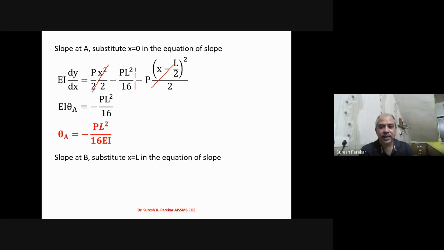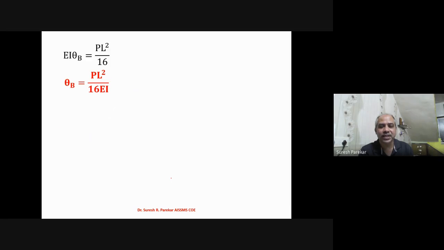If we put x equal to L in the equation of slope, then we are going to get the slope at B. Now here you can see we have to put x equal to L, so we have all these terms. Here we have L square by 2, and here L minus L by 2. This L minus L by 2 gives the bracket as plus L by 2, and then we have to consider it. Here also we get the value PL square by 16. But this is at B, and this value is anticlockwise, because where we have minus it is clockwise since we are coming from the left, and plus is anticlockwise. That is as per Macaulay's method.